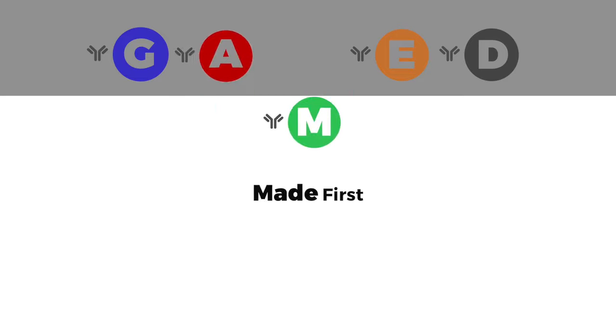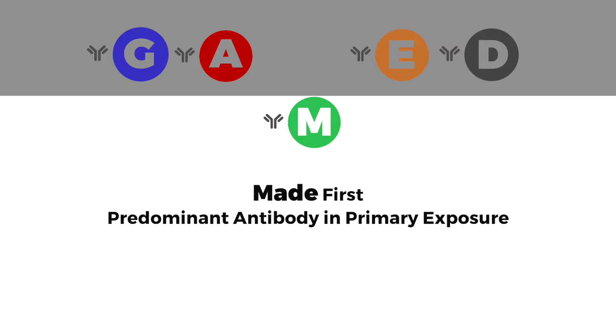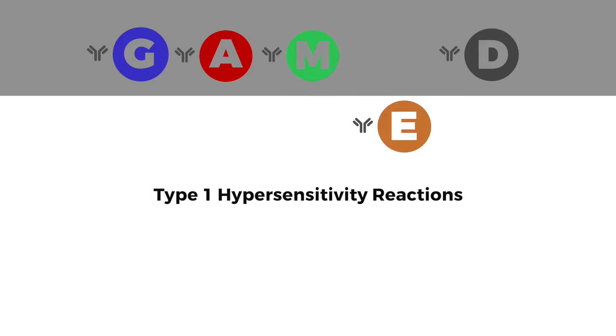With M, you want to think IgM is made first. Okay, you're going to see later on this lecture, it's going to be the most predominant antibody in primary exposure. The first time you're exposed to an allergen, it is going to be the predominant one. Okay? You guys know IgE is going to be in type 1 hypersensitivity reactions. Any question about mast cells or hypersensitivity type 1 with histamine, anaphylactic, all that good stuff, you're going to be all over IgE. With D, not near as important, don't worry about it.